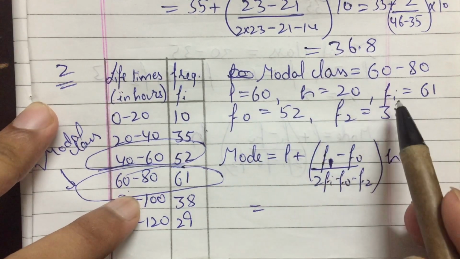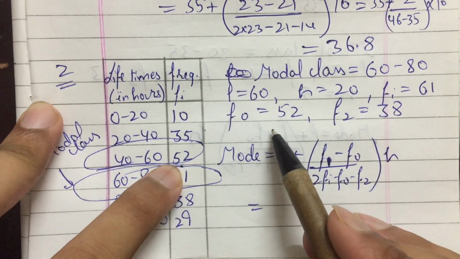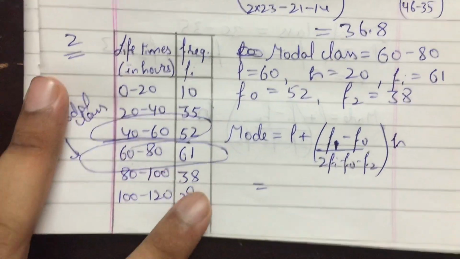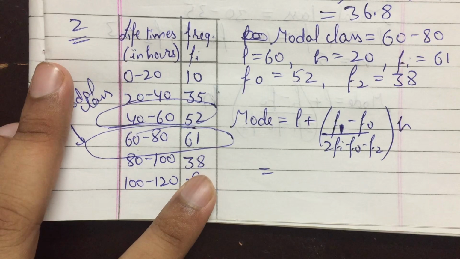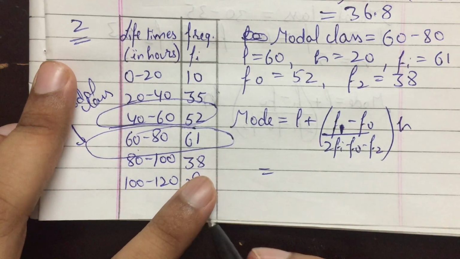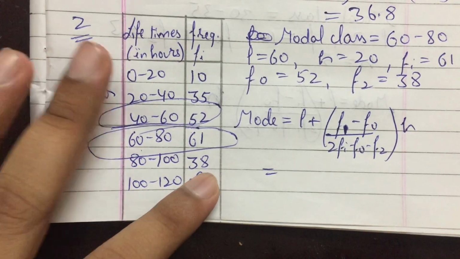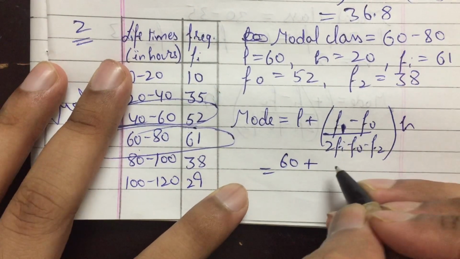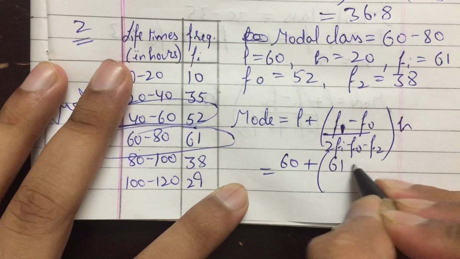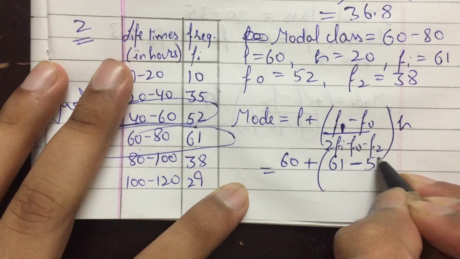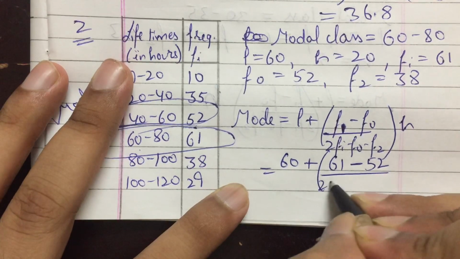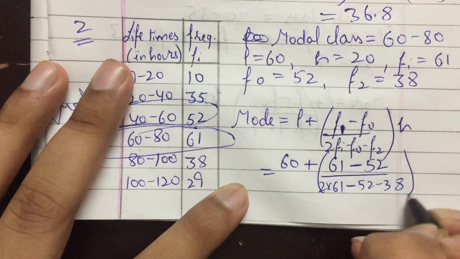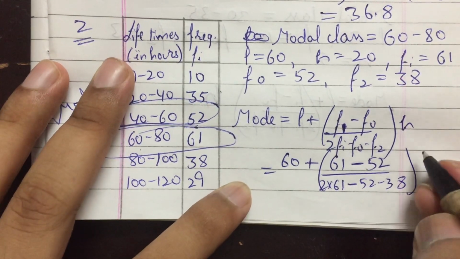h is 20, f1 is 61, f0 is 52 and f2 is 38. So mode is equal to L plus (f1 minus f0) upon (2f1 minus f0 minus f2) multiplied by h. So putting the values, this will be 60 plus (61 minus 52) upon (2 multiplied by 61 minus 52 minus 38) multiplied by h, which is how much?